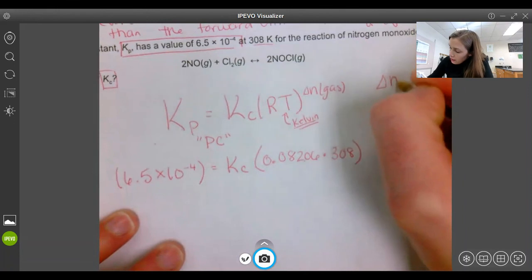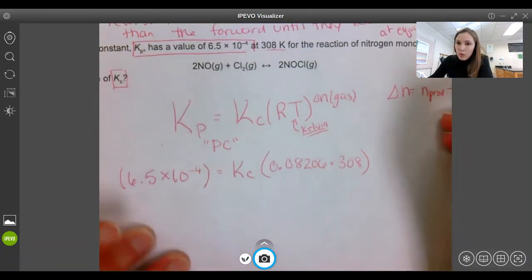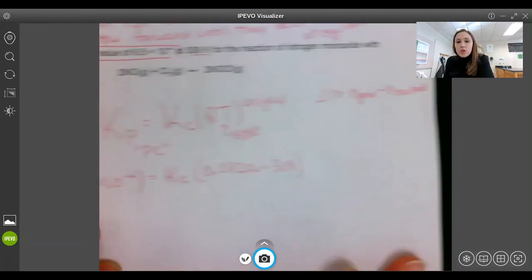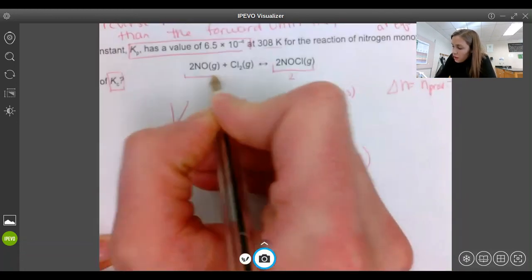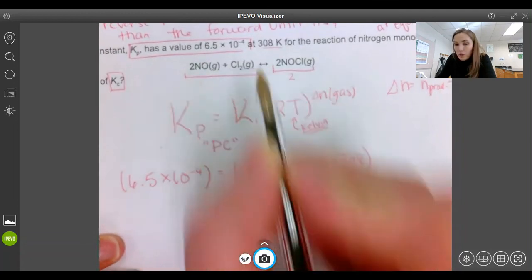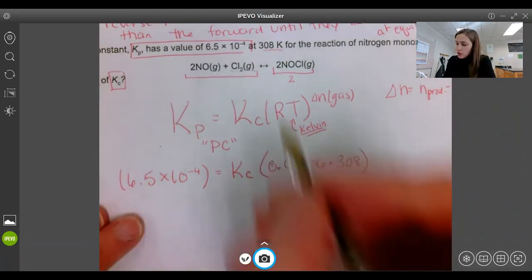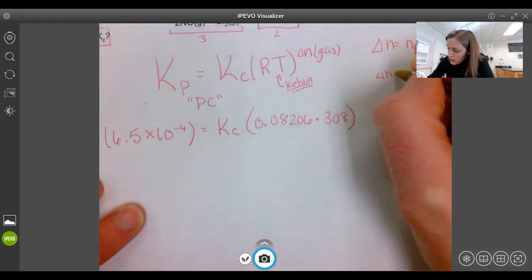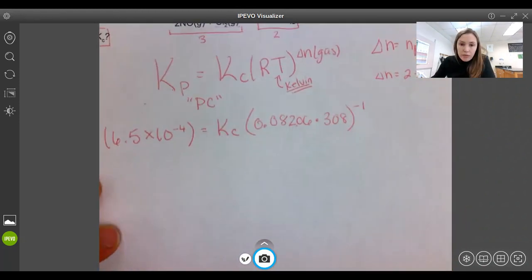So delta N is always going to be the moles of product minus the moles of reactant. So if I look up here, I have 2 moles as my product. And if I look over on my reactant side, I have 2 moles of gas plus 1 mole of gas. We're only doing these for gases. You ignore any solids, liquids, aqueous solutions. This was 3. So when I plug it in here, delta N would be 2 minus 3. So this would be -1.